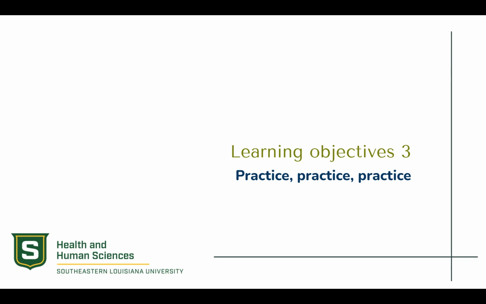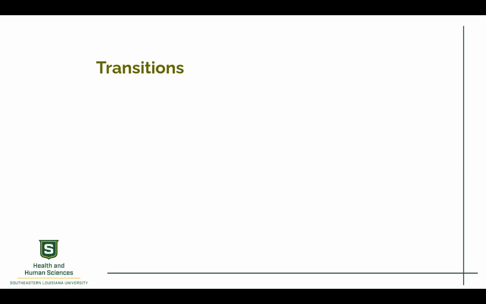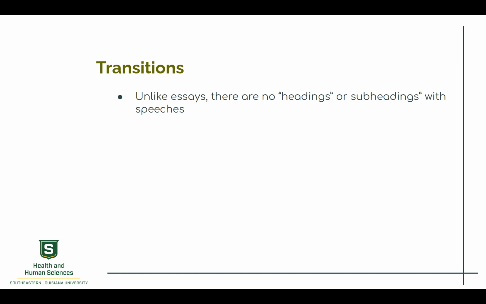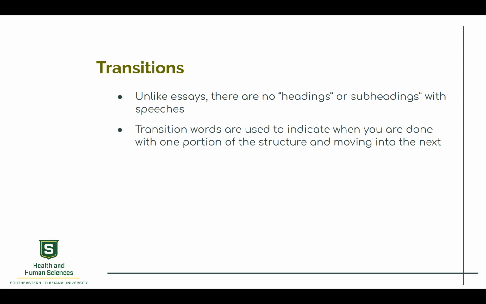So, practice. One thing to pay attention to when it comes to practice is transition. Written essays would have headings and subheadings to signal to the reader that this is where we are now. Oral citations do not have headings and subheadings. So what you need to do in place of those is to use transition words. Your transition words indicate that you are beginning one portion of the structure of your speech, or you are done with that portion and now you're moving into the next portion.